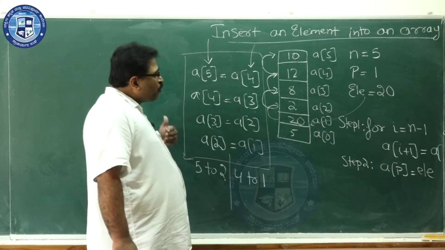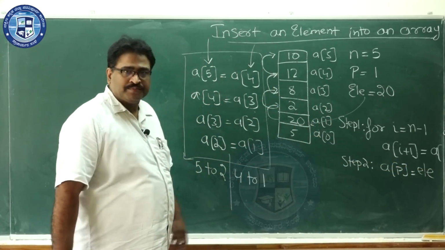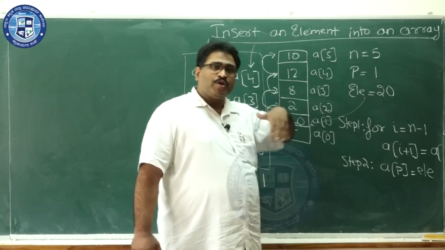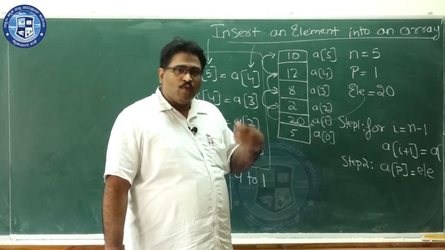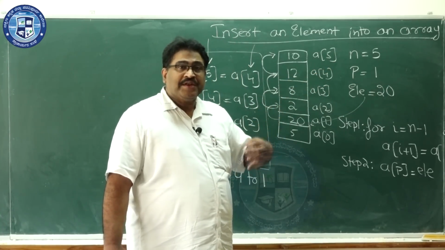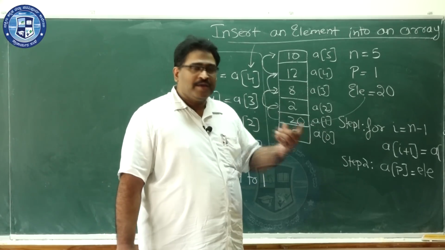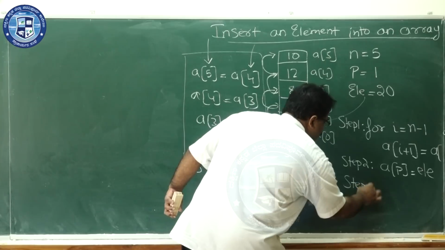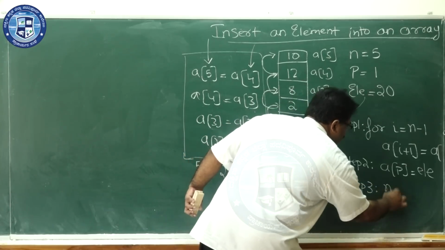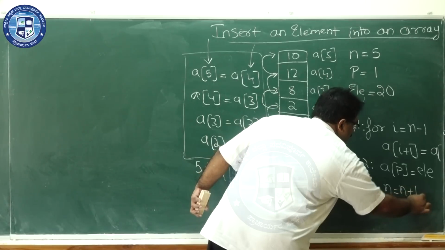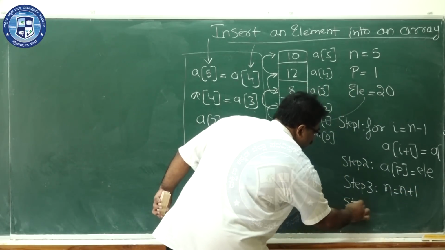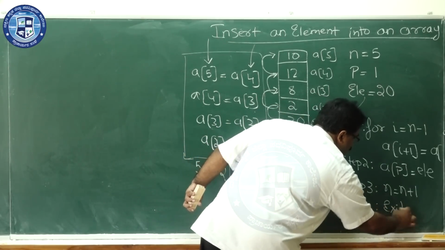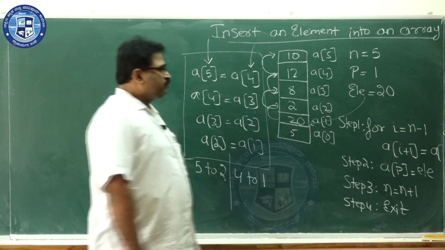Now suppose you are going to add one more element. Initially you had 5 elements. How many elements are you going to have? 1 more. So the value of n increments by 1. So your step 3 has to be n is equal to n plus 1, and step 4, that is exit.